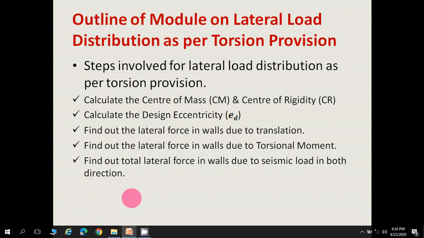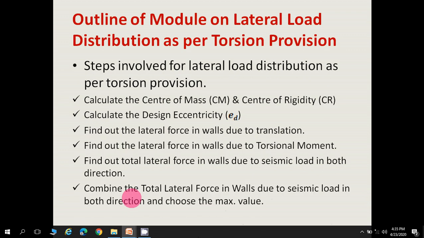Then the total lateral force in the walls is found, which is the summation of the lateral force due to translation plus the lateral force due to torsional moment. In this step we are summing both the forces, which gives the total lateral force in the walls. After which we combine all the total lateral forces and choose the maximum value. So these are the steps involved while calculating the lateral force distribution as per torsion provision.